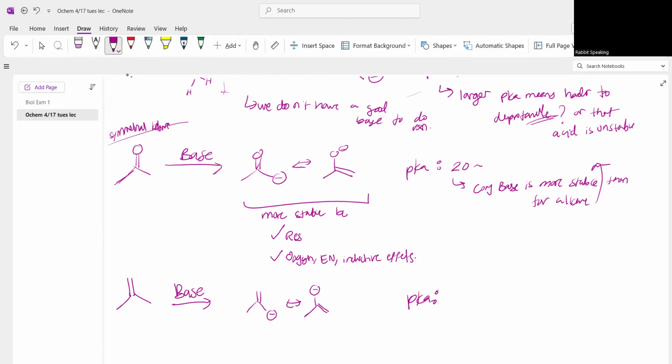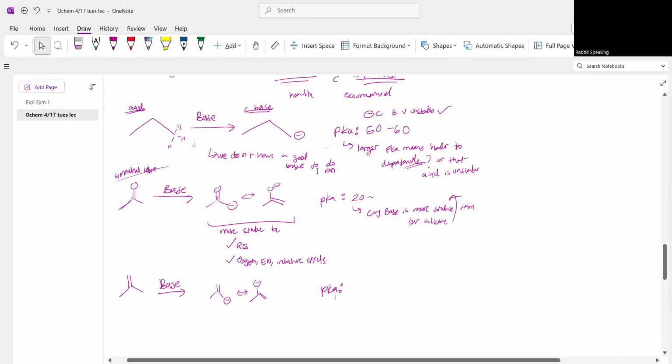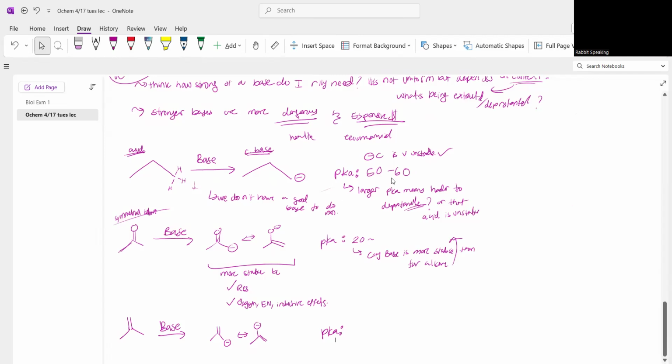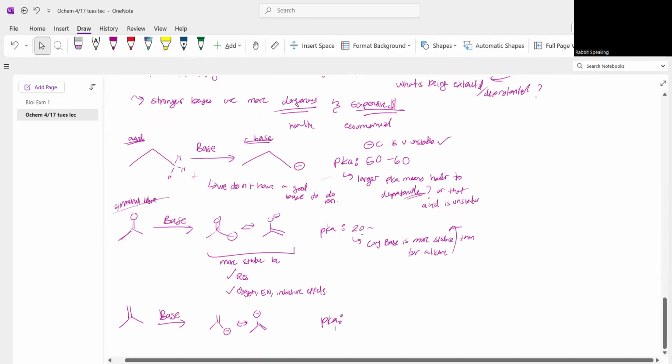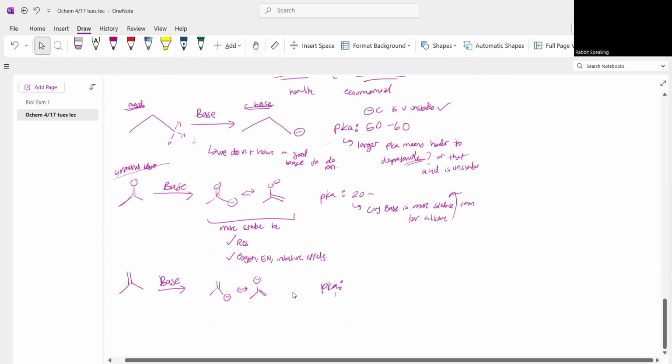So to find the pKa, we know that the pKa of this is in a very high range, 50-60, because the conjugate base here, the thing with the negative charge, is very unstable. Whereas this one has a pKa of 20. We have resonance, which stabilizes the negative electron density. We also have an oxygen, which is very electronegative and introduces inductive effects, which also helps stabilize the electron density.